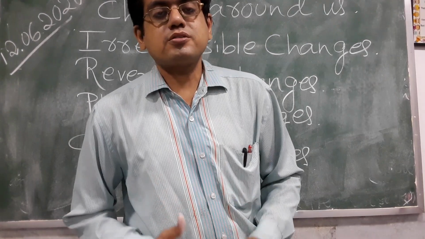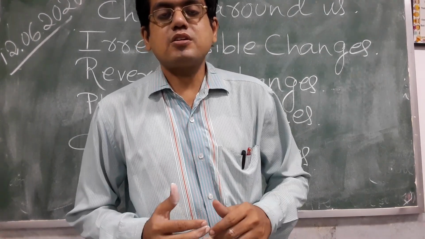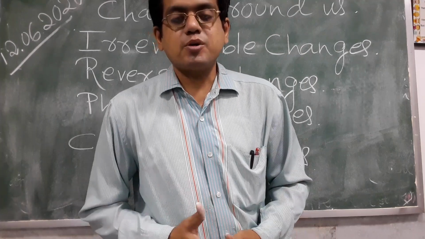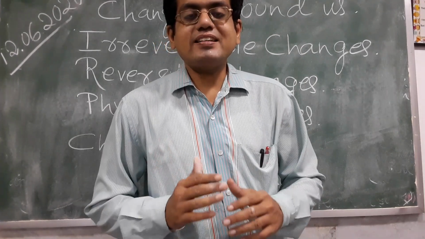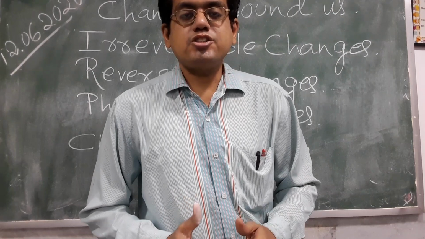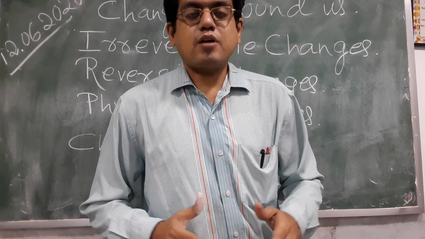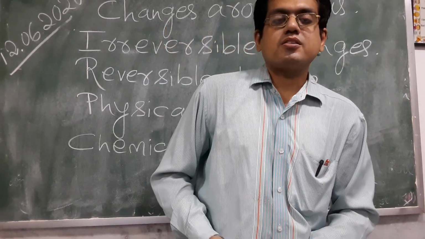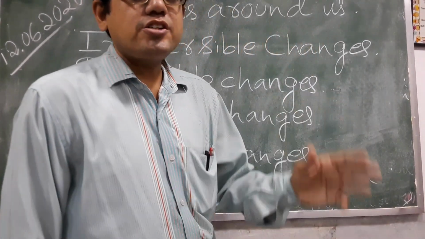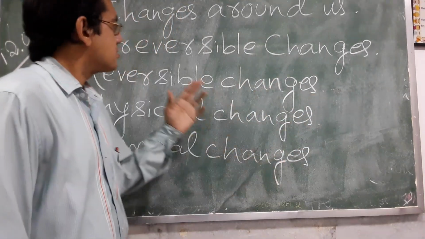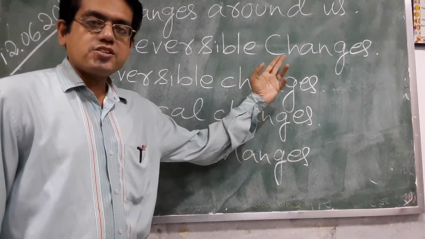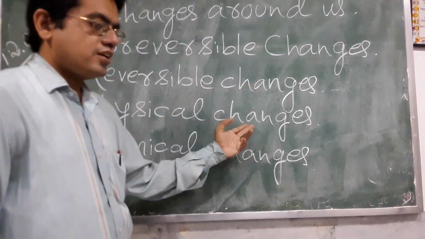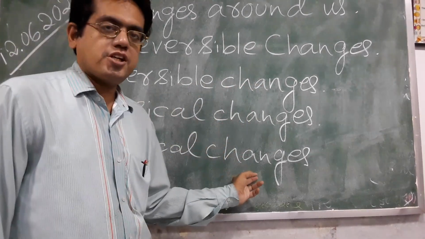Students, today I want to teach you a chapter called chemical changes and physical changes. In your textbook, you will see a chapter called Changes Around Us. I will be teaching that chapter. Basically, students of class 6, changes are of 4 types: irreversible changes, reversible changes, physical changes, chemical changes.